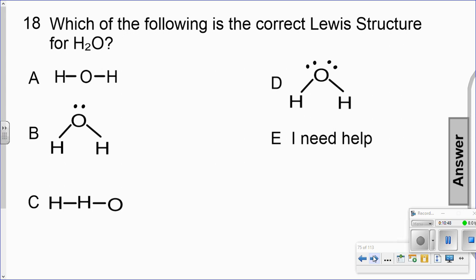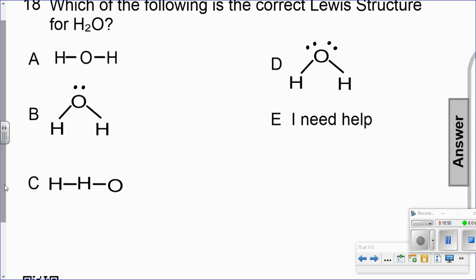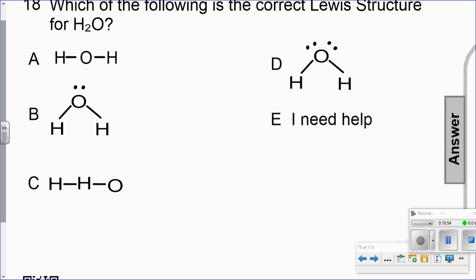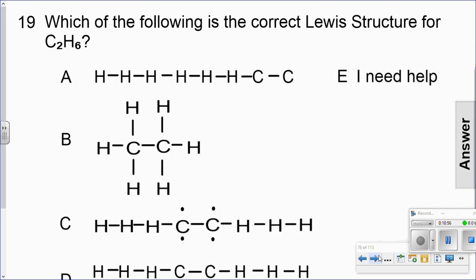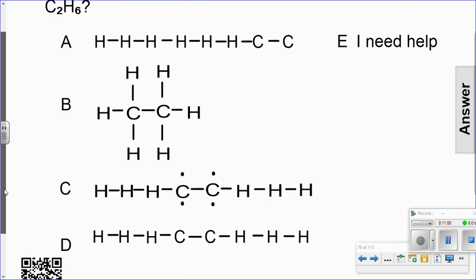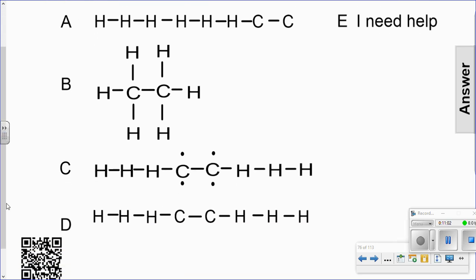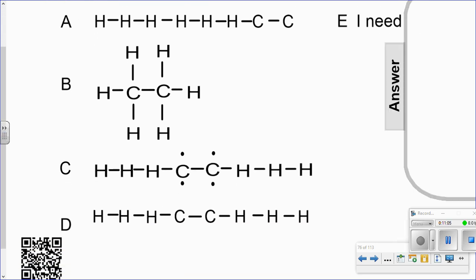Okay? Try this one. Correct answer. Here we go. C2H6. There's all your choices. There you go.